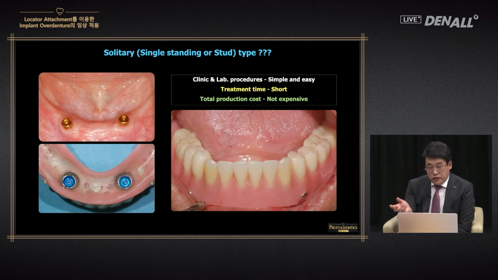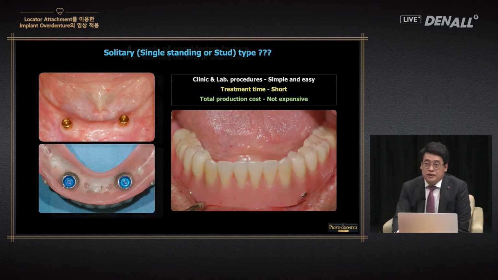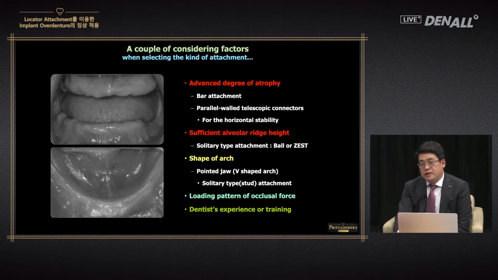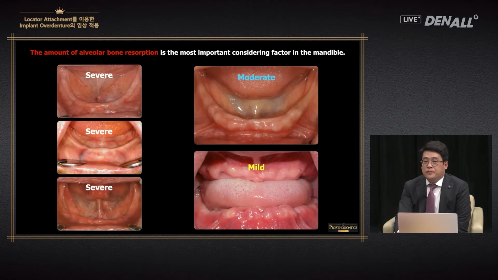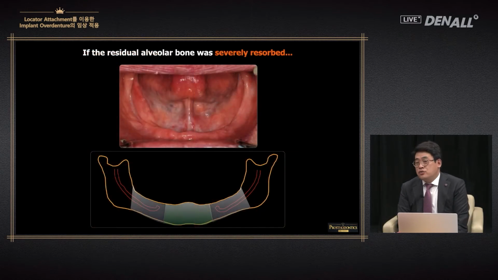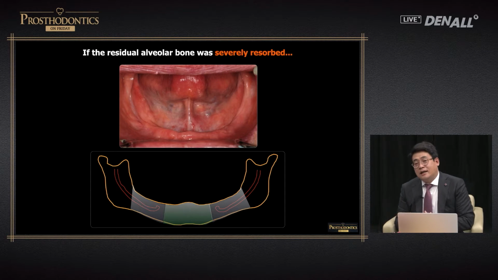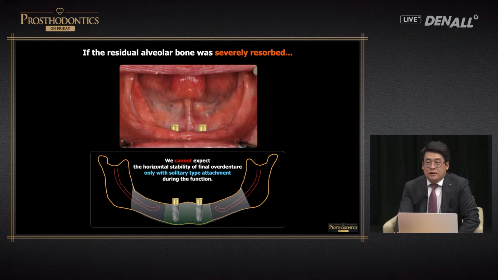When I determine the type of attachment that I'm going to use for the treatment, there are multiple factors that I consider, but I want to emphasize one. The experience of a dentist is very important, but more so than that is the level of alveolar bone resorption. There can be mild, moderate, severe alveolar bone resorption. In the case where there is a severe alveolar bone resorption, if you choose solitary type just because it has a simpler lab and clinical process, then you cannot give horizontal stability on the denture.